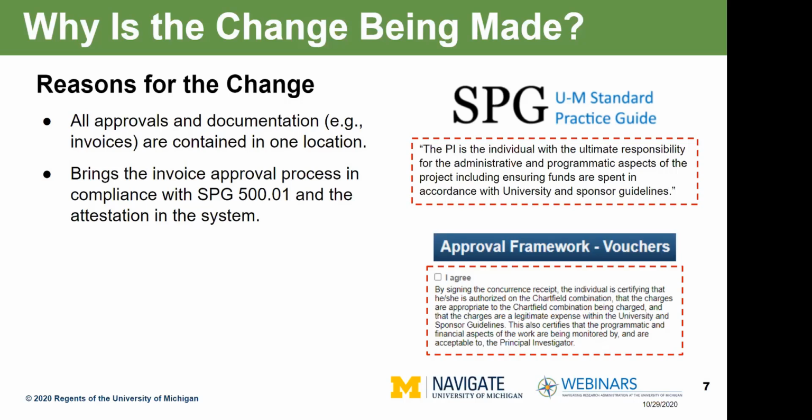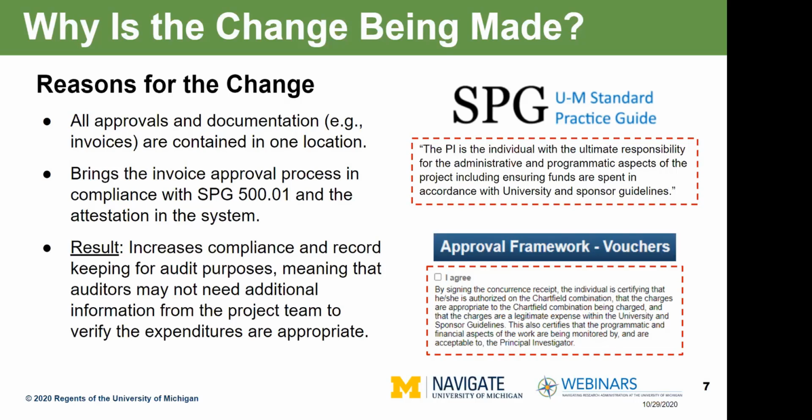Additionally, the concurrence receipt, which is part of the current process, states that the individual who is signing that concurrence receipt has knowledge that the work was performed and that the charges associated with the invoice being approved are correct. And again, I want to stress that it's not just that the charges are okay, that the chart field information is okay, it's actually that the work has been completed. So what this does is it helps increase compliance and record keeping for the university, especially in cases of audit.